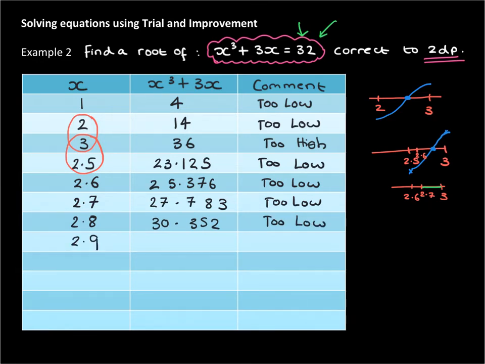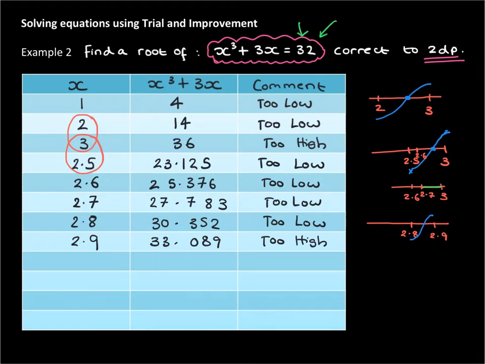Now, what does 2.9 give us? 2.9 gives us 33.089, which is too high. It's higher than 32. So this is interesting because what we've done is we've narrowed the gap to between 2.8 and 2.9. So 2.8 was a little bit too low, 2.9 was a little bit too high.